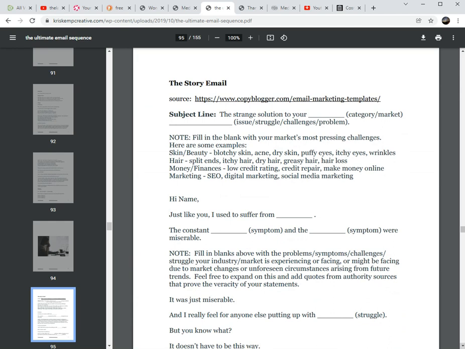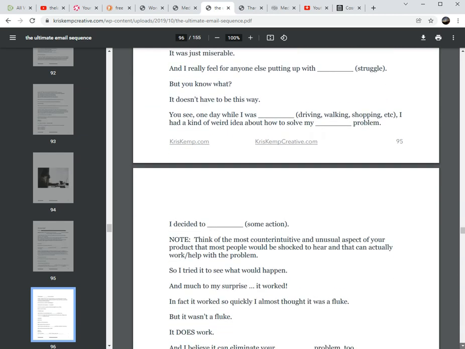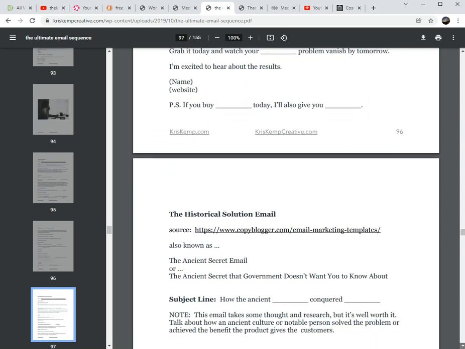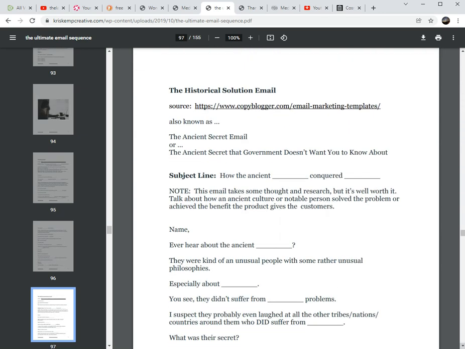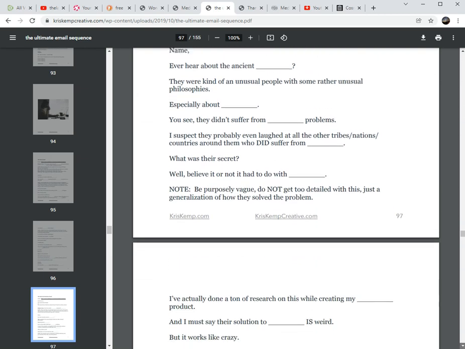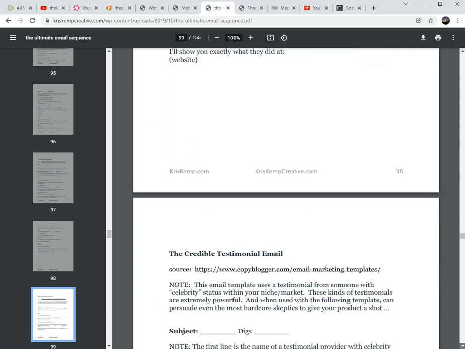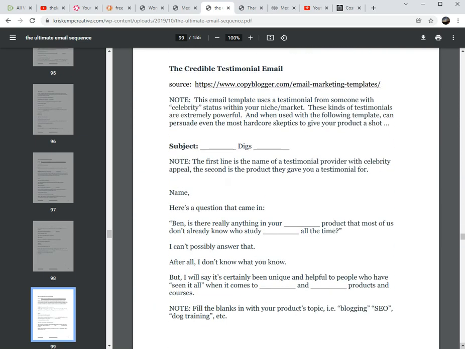On page 95, there's a story email. This is borrowed from this link over here. You can just find it on page 95 of the Ultimate Email Marketing Sequence Template Blueprint. On page 97, we have the historical solution email, which gives an example about this. And on page 99, the credible testimonial email.